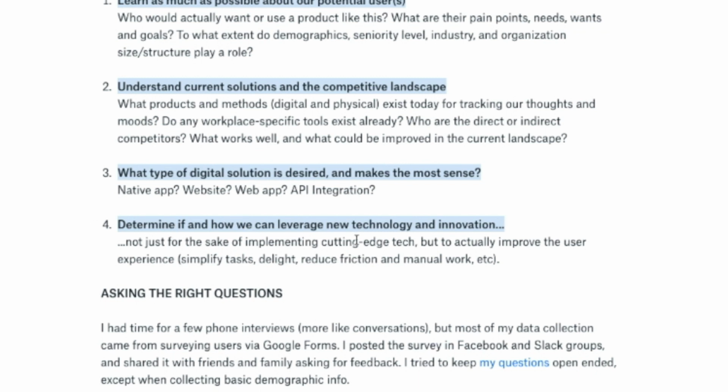Number 4, determine if and how we can leverage technology and innovation, right? So this kind of came directly from the prompt. So I wanted to see if there's any technology that we can implement, not just for the sake of implementing, but for the sake of actually improving the user's experience, whether this was simplifying tasks for them or delighting them, reducing friction or any manual work.